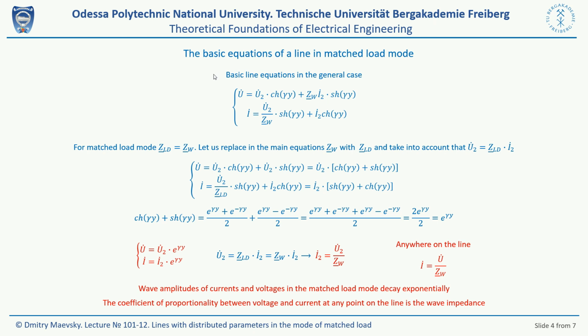Let's see how the basic equations for a line with matched load are simplified. First of all, let's start with the equations for the general case. As we already know, and I hope you all know too, if the voltage and current at the end of the line are known, then at any point along the line at the distance y from its end, the voltage and current can be calculated as shown in these formulas.